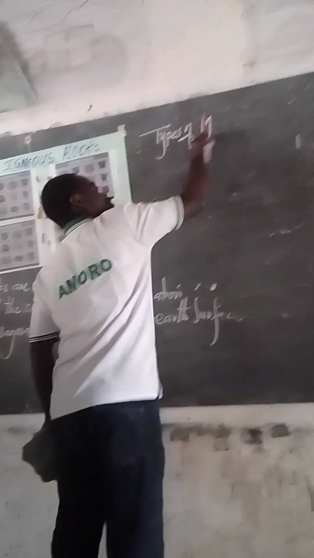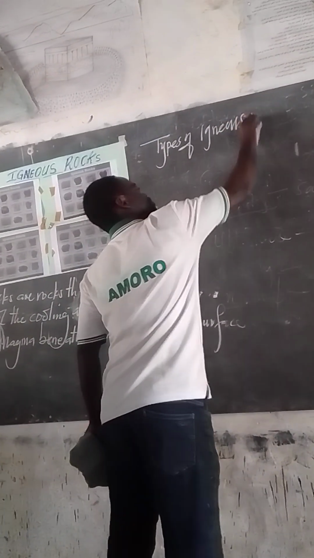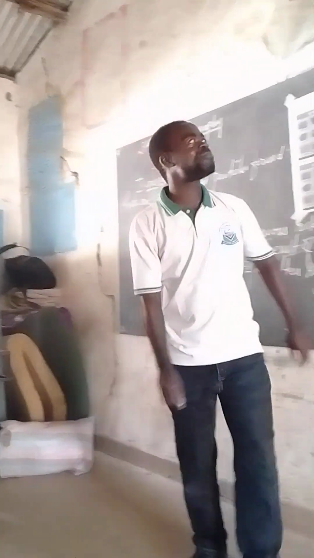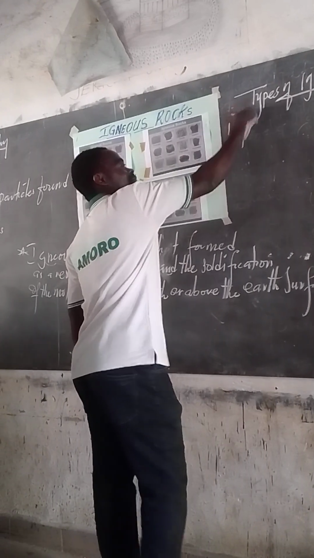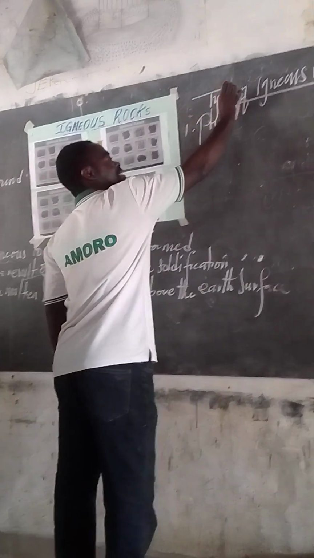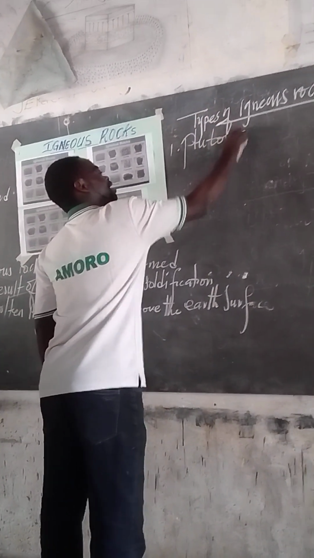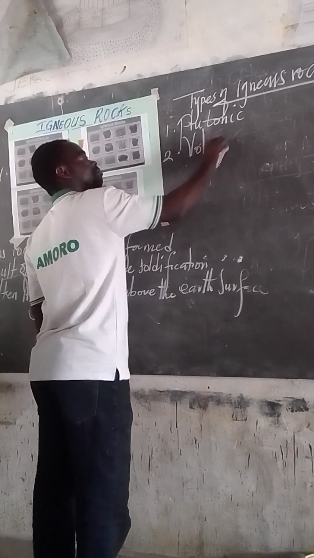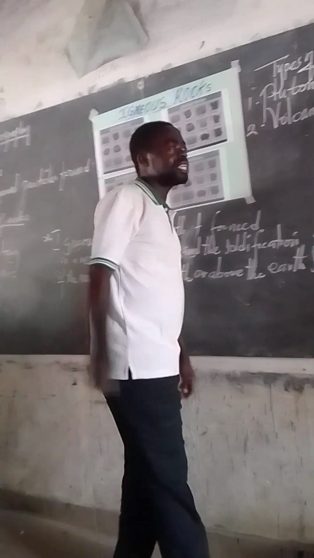We look at the types of igneous rocks. What are the main types of igneous rocks? You have the plutonic, and you have the volcanic.